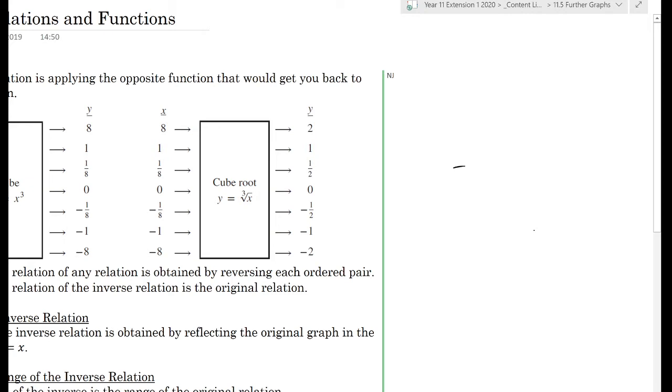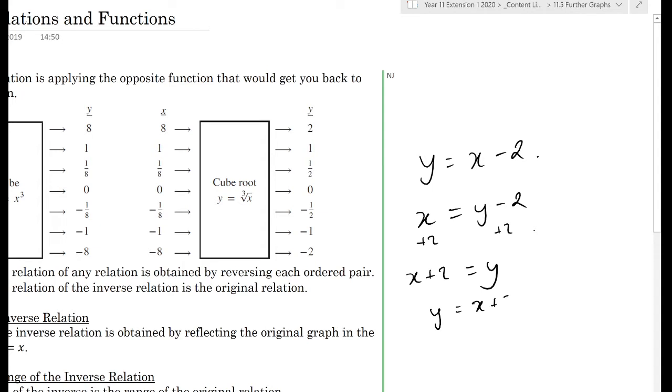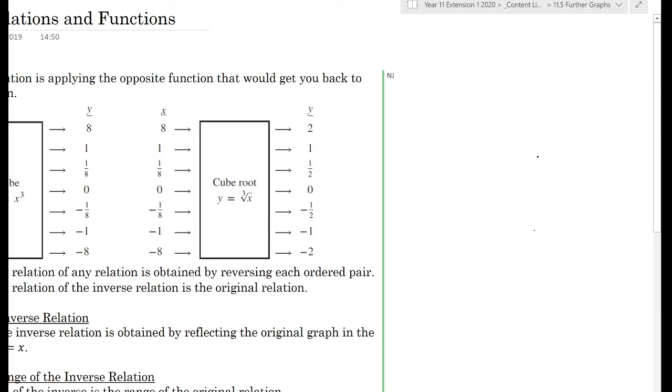We can try another one. Let's do a straight line. y is equal to x minus 2. If I take a number and subtract 2, what's the opposite? Taking that new number and adding 2. So swap them around: x is equal to y minus 2. Add 2 to both sides, and we get x plus 2 is equal to y, or y is equal to x plus 2. It is that easy. There's nothing tricky about this part.